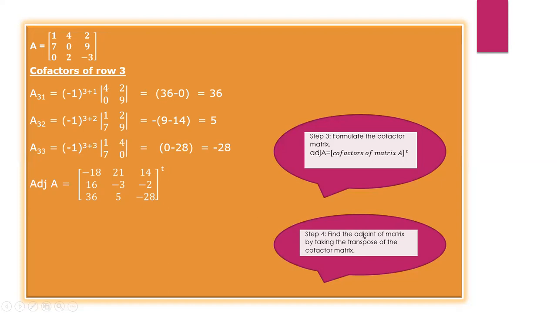So step 4 is to find the adjoint of the matrix by taking the transpose of the cofactor matrix. So transpose means we just change the elements of rows into columns, or the number of rows into the number of columns. Okay, minus 18, 21 and 14. These row elements will be changed into a column: minus 18, 21, 14. Here 16, minus 3 and minus 2 will come in this column. 16, minus 3 and minus 2, then 36, 5 and minus 28. So we have found the adjoint of A.